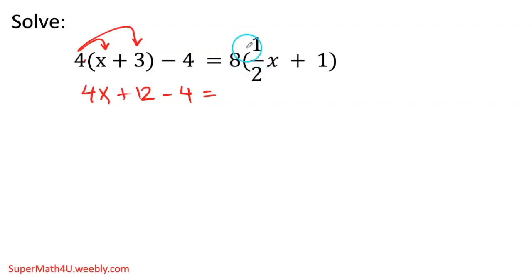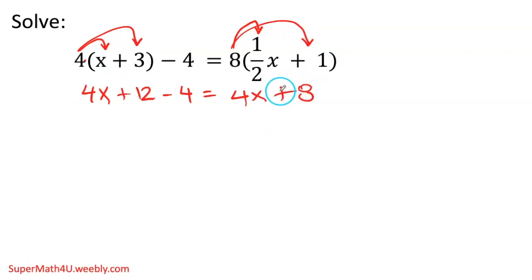You have a parenthesis on the other side. Let's distribute 8 times half of x. How much is half of 8? 4, that's right. So 8 times half of x is 4x. 8 times 1 is 8.